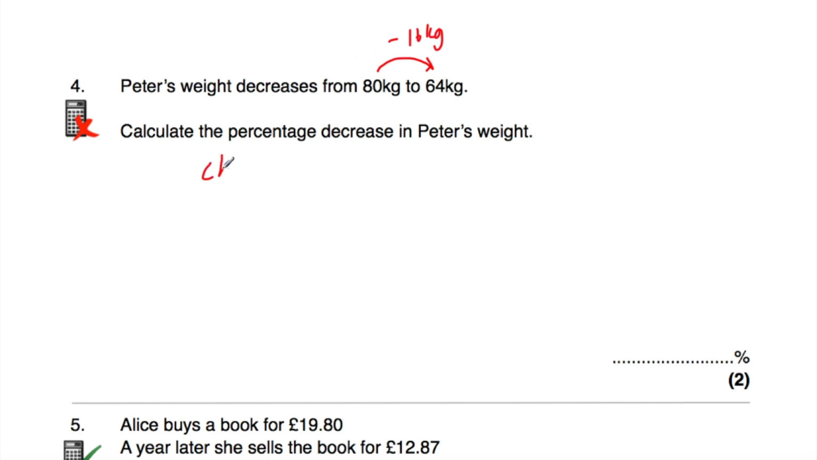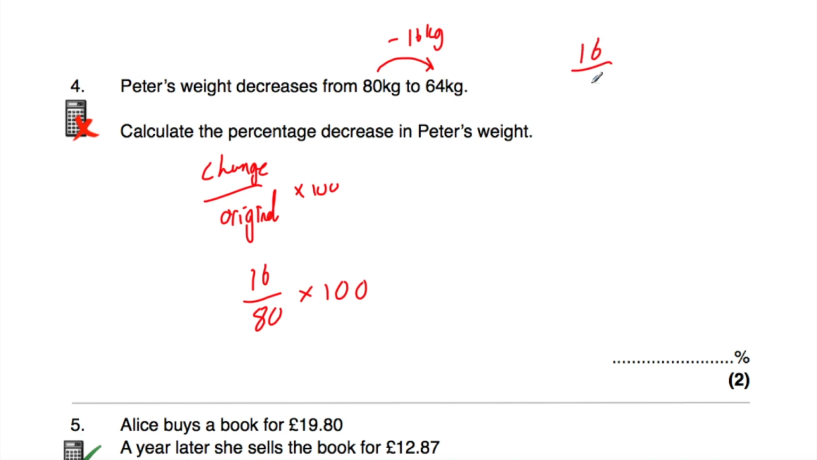So the percentage change is change divided by original times 100. So the change, what's the decrease? 16 kilograms. What's the original? The original is 80 kilograms, and then we're going to times by 100. So 16 divided by 80, well, this is a non-calculator question, so I'm just going to cancel down that fraction, 16 over 80. They're both divisible by 8, and if we divide the numerator by 8, 16 divided by 8 is 2. And if you divide the denominator by 8, you get that's equal to 10. So that's equal to 2/10. And if you cancel that down again, that's equal to 1/5.